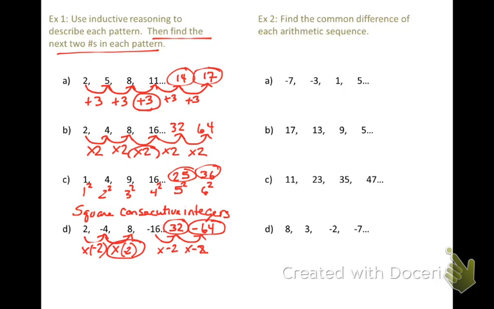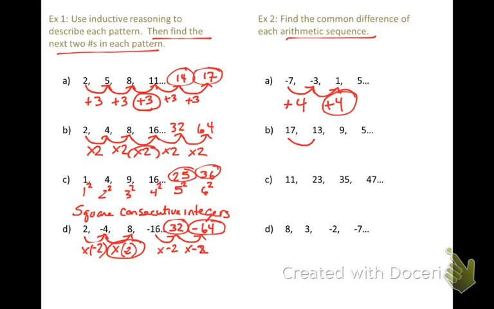Okay. Example 2. This is arithmetic. So you're going to be adding by something at all times. I'm adding negative 7 plus what is going to get me negative 3? Plus 4. Does that work? Negative 3 plus 4 equals 1. So it's plus 4 too. And that's all you're finding on this one.